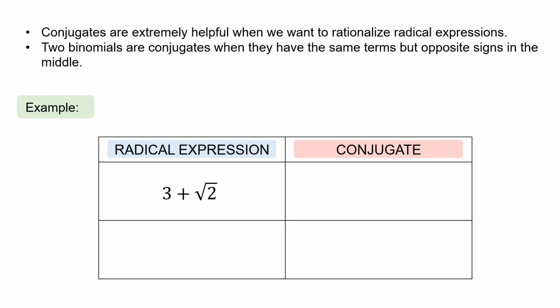Example, 3 plus the square root of 2. Ang conjugate ng term na ito ay 3 minus the square root of 2. Pareho ng mga terms pero magkaiba ng sign sa gitna. Another example, the square root of 5 minus the square root of 2. Ang conjugate ng term na ito ay the square root of 5 plus the square root of 2. Again, magkapareho ng mga terms pero magkaiba ng sign sa gitna.